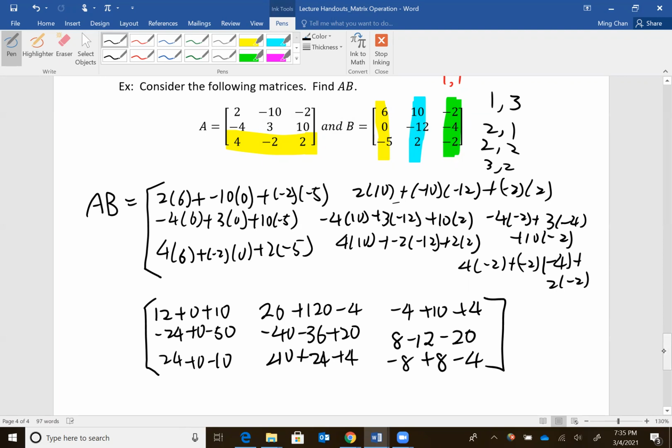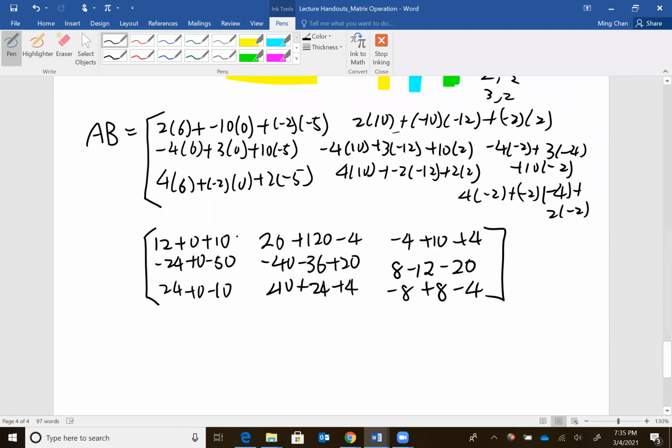Once you write all this out, then you can start adding them up. 32, that's -74, and this is 34. You can add them all up with your calculator and you will get the answer. On the homework, I don't ask you to do all of these. I just ask you to do one particular one.